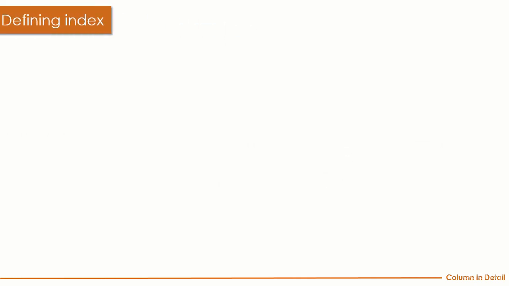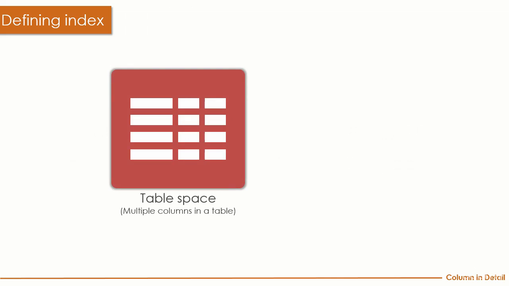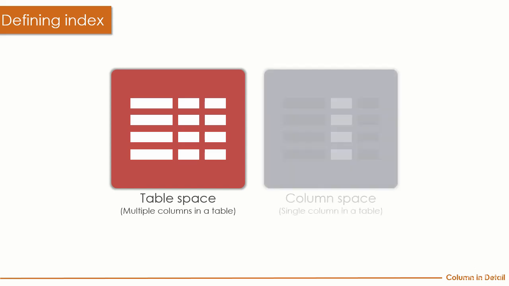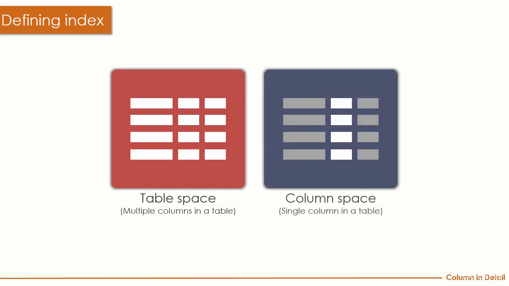So setting the index in Visual Paradigm is easy, and you have two options. You can set the index in the table space. You can have multiple columns combined to be the index, or you can specify a single column as the index.